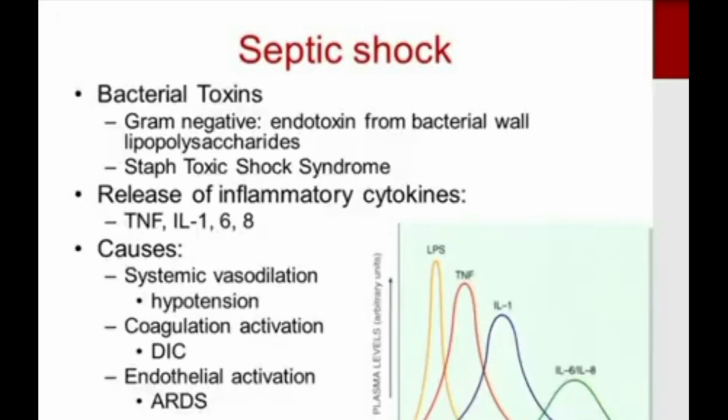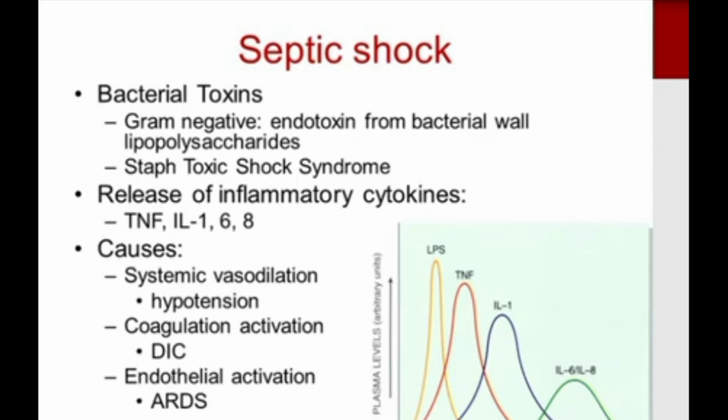Septic shock is something we see commonly in patients with infections. This is caused by bacterial toxins. Gram-negative infections may cause an endotoxin from the bacterial cell wall, whereas the gram-positive staph toxic shock syndrome is created by the Staph aureus. This causes release of inflammatory cytokines, including TNF, IL-1, IL-6, and IL-8. It causes systemic vasodilation, which creates hypotension. So you have systemic vasodilation as opposed to hypovolemic shock, where you actually have vasoconstriction.